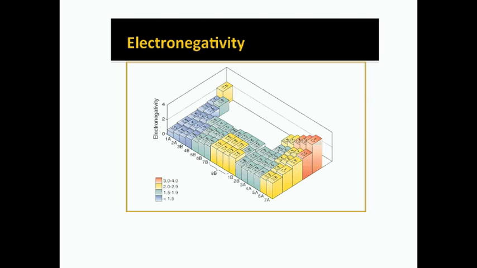Notice the most highly electronegative elements are fluorine, oxygen, and nitrogen. Chlorine is as well, but chlorine is not going to be as highly electronegative since it's going to be in the third energy level.